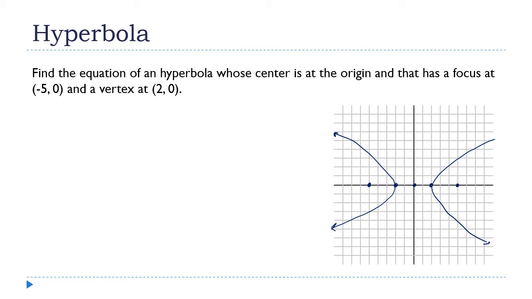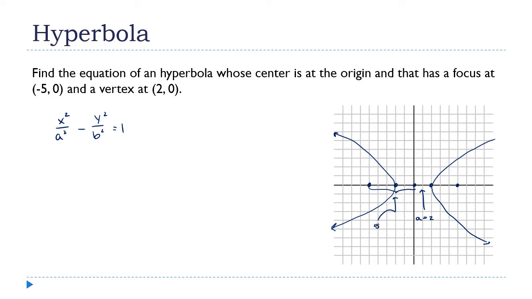Okay, so what do we know? First, I know that this is a left-right hyperbola. So I'm going to start with x squared over a squared minus y squared over b squared equals 1. And a, that's this distance from a vertex to the center, so A is 2. And C is this distance out to a focal point, and that's 5.